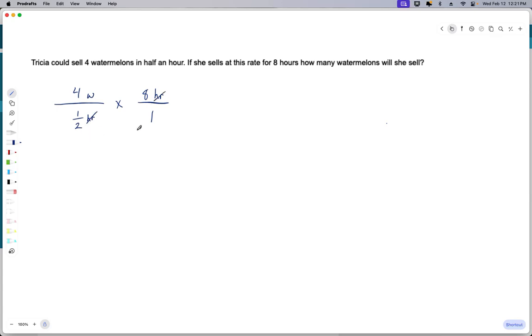Cancel the hour, right? 4 times 8, that's 32 watermelons divided by half, right? So what do we do when we divide by half? We are going to split it, right? But the way we split it is through keep it, change it, flip it. We treat this like a fraction divided by a fraction. So that's going to end up being 32 watermelons over 1 divided by 1 over 2. Keep it, change it, flip it. 32 watermelons over 1 times 2 over 1 equals 64 watermelons.